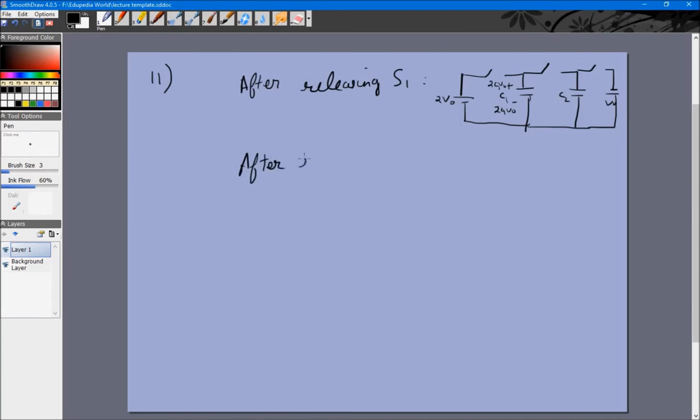So after releasing S2, what will be the situation? So I'll just draw this part, I'll not draw the first part. So this is C1, C2, and then you have this is V0, but you don't know the charges now, right? So now the potential across these two has to be the same. If this is positive, some charges go here, so this will have positive charges on it as well, right?